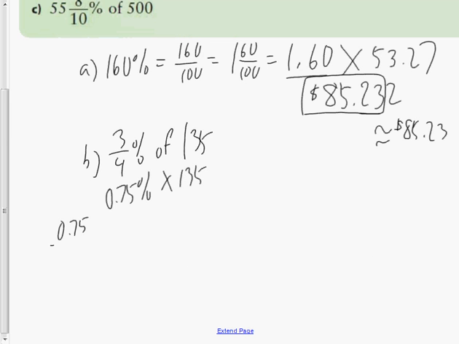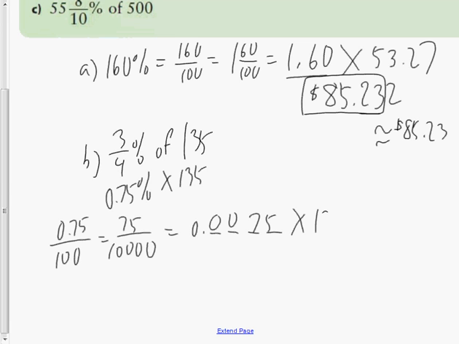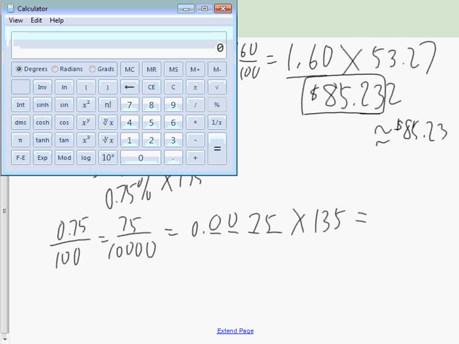0.75% as a fraction would be this. As an equivalent fraction, it would be this. And as a decimal, it would be tenths, hundredths, thousandths, ten-thousandths: 0.0075. Multiply that by my 135. Oh, that's the wrong button. Right there. So 0.75% of 135 is 1.0125.